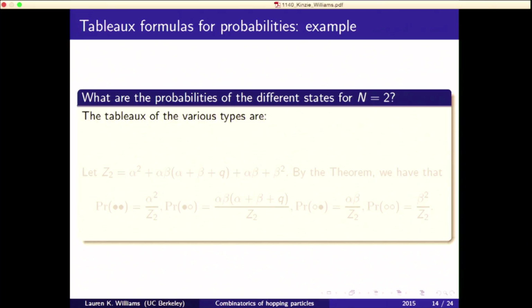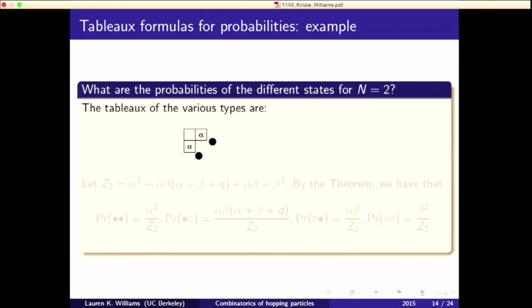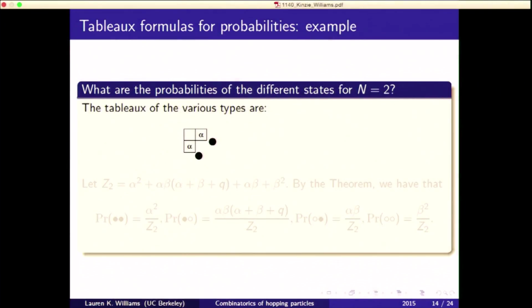Okay, so I'll just show the very simplest non-trivial example, when n equals 2. Okay, so what I want to do is write down the tableaux of the different types. So suppose I'm interested in the probability of state particle-particle. Then what I do is I need to put alpha-alpha in the diagonal boxes, but according to our rule, alpha forces everything above it to be empty. So there's only one tableau like this.